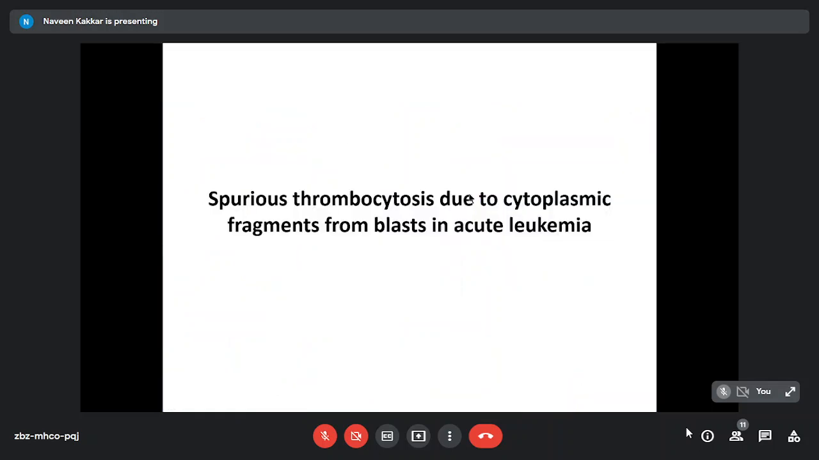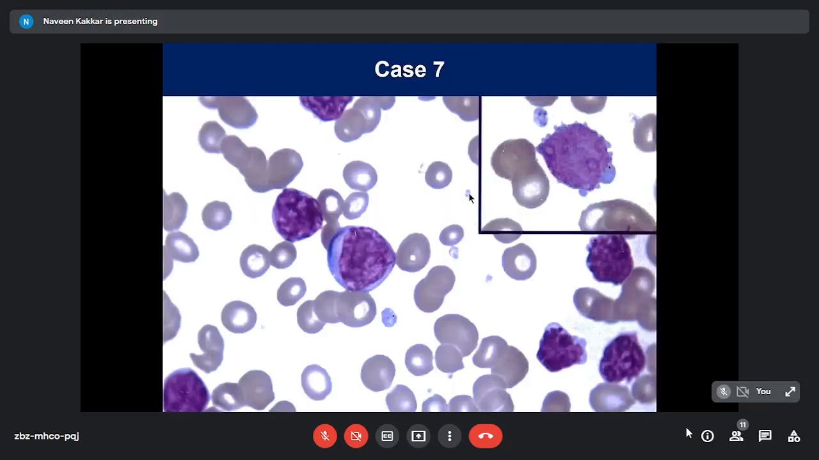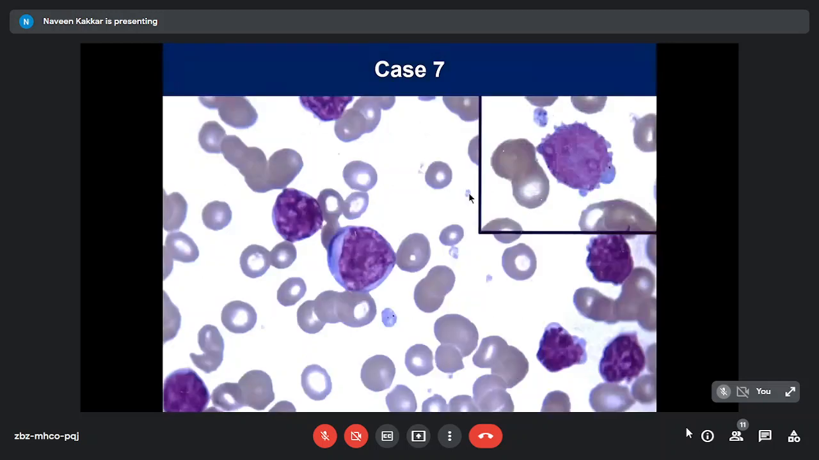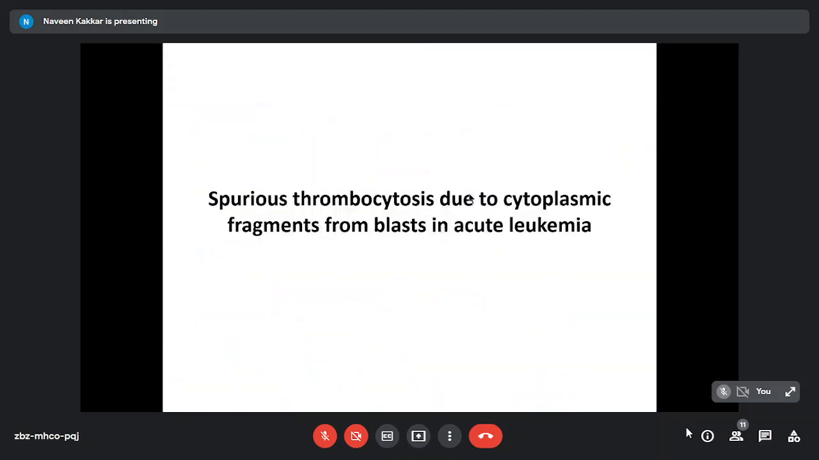So this is spurious thrombocytosis due to cytoplasmic fragments from blasts in acute leukemia. Actually not thrombocytosis because the count was barely normal, borderline normal. So this is a spurious rise in platelets because of cytoplasmic fragments in acute leukemia. This can happen in leukemias, myeloid also, monocytic also, and even lymphomas. So fragile cells can shed off the cytoplasm, which can be counted as platelets falsely.